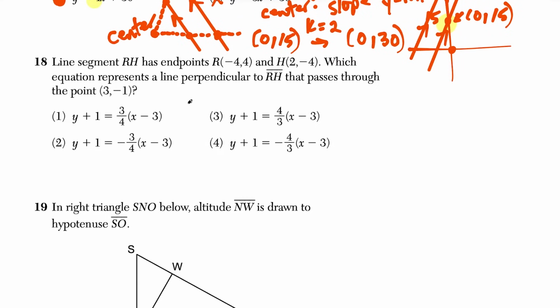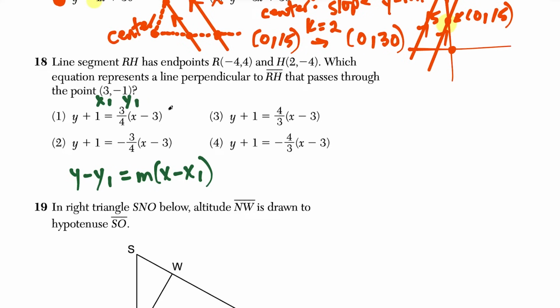Question 18. Line segment RH has endpoints R(-4, 4) and H(2, -4). Which equation represents a line perpendicular to RH that passes through the point (3, -1)? So for this one, the formula we're going to use is y minus y1 equals m times x minus x1. So our x1, y1 is the point that our line is going to pass through. So that's this point over here. So this is what we need.